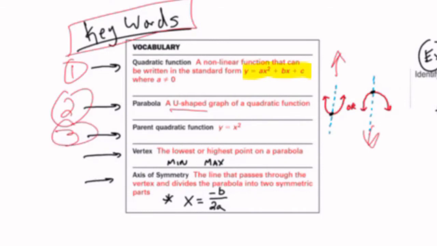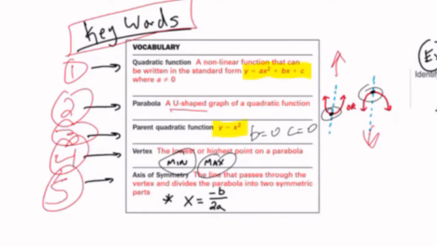The third word we will cover is the parent quadratic function. And that's just simply y equals x squared. The fourth term is the vertex. The vertex is the lowest or the highest point on the parabola. So the lowest point, also called the minimum, or the highest point, that can also be called the maximum.